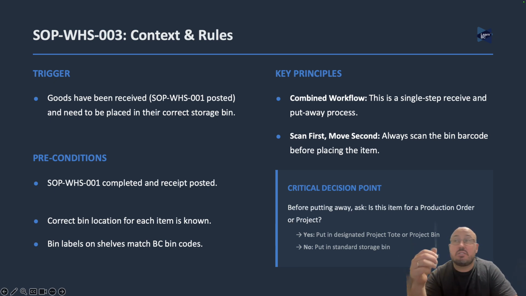The preconditions is that we've actually received the goods. The correct bin is known in the system, and bin labels on the shelves actually work, which generally once they're there, they don't break. We've got to remember some key principles. Some warehouses run a combined workflow. So if your receiving is the put away, this SOP is irrelevant for you. But generally speaking, in intermediate and advanced warehousing where putaways are required, this is your procedure, okay? So if you're being given this video by your manager, it's because it applies to you.